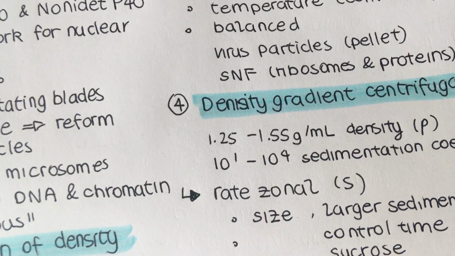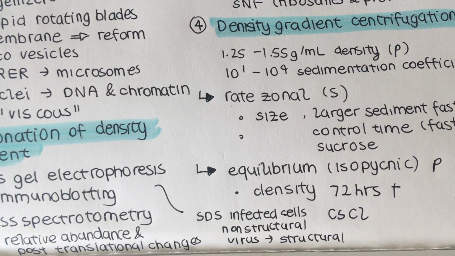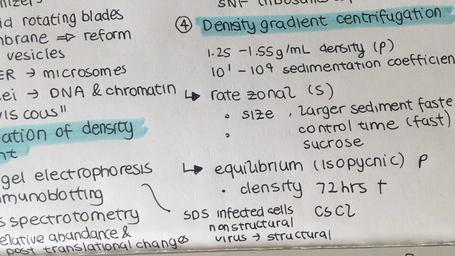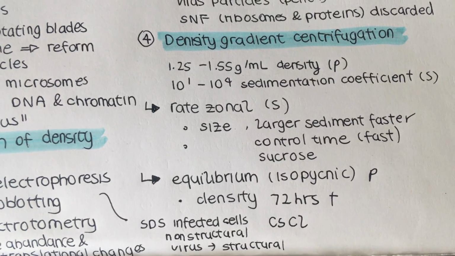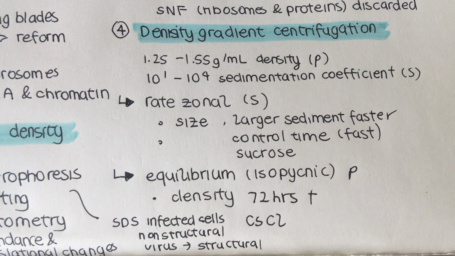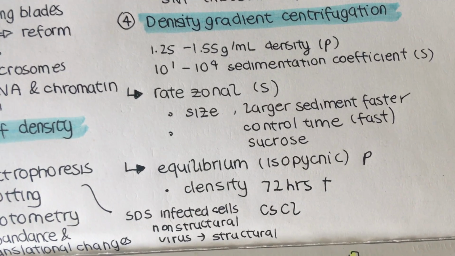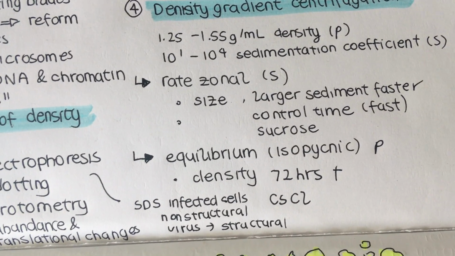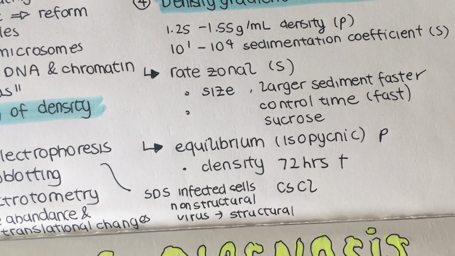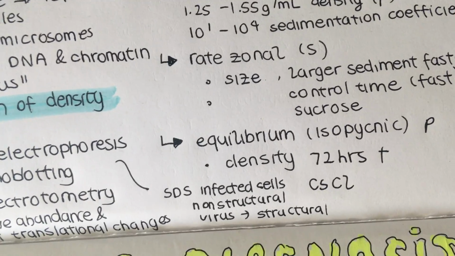proteins which are discarded. Then taking the virus particle pellet, you can separate it into fractions for analysis and place it into a buffer solution, putting it through density gradient centrifugation, separating it based on size, where larger sediments fall faster in rate zonal density gradient centrifugation, and this is done using a sucrose medium, or you can use equilibrium isopycnic density gradient centrifugation, where you separate it based on density and the denser cells fall faster.